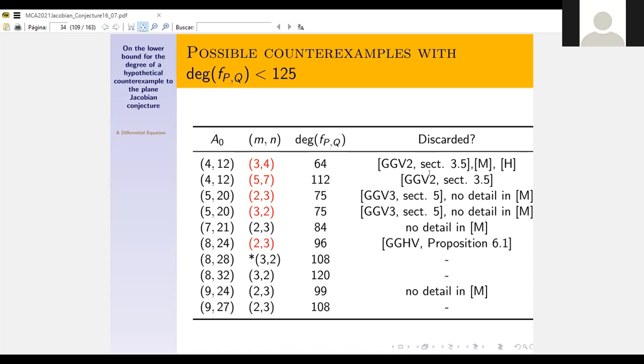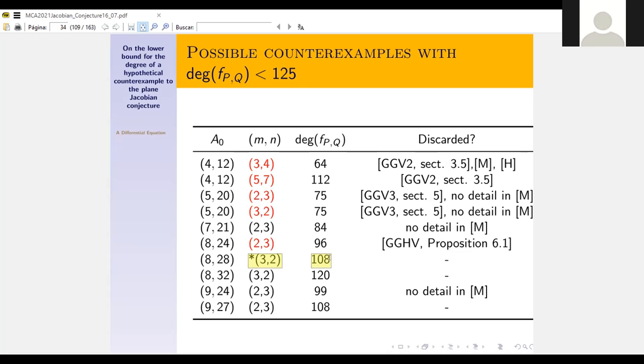Therefore, we made it in some of our articles. We in fact computed these possible counterexamples and discarded these red cases, okay? So there are 5 cases left. And in the thesis of Rodrigo, these 5 cases are discarded, but for the case here with the star, there is a problem and we are stuck at this case, but the other cases can be discarded.